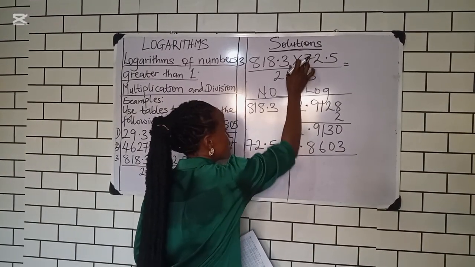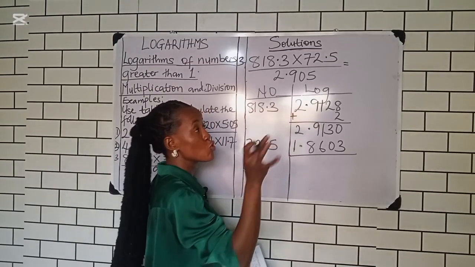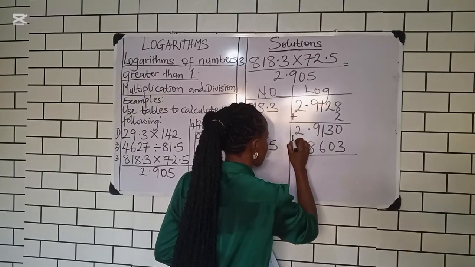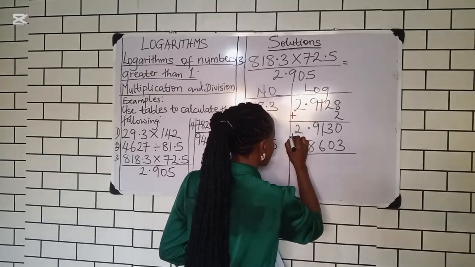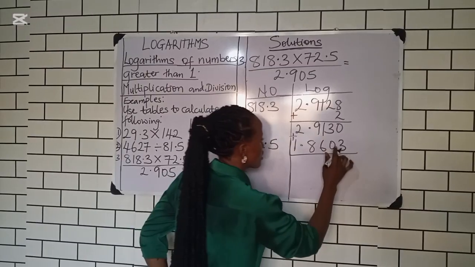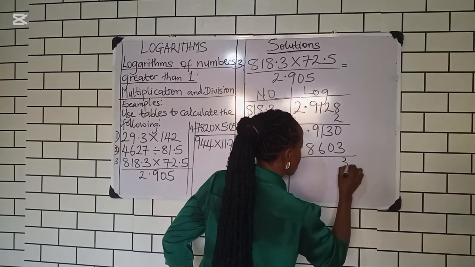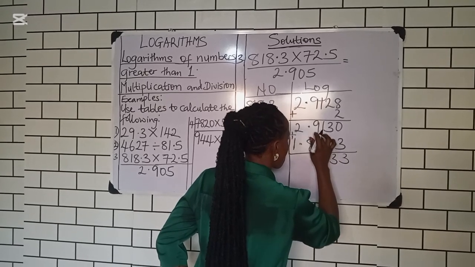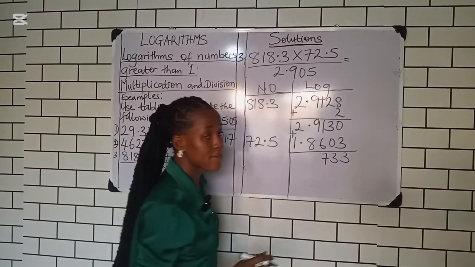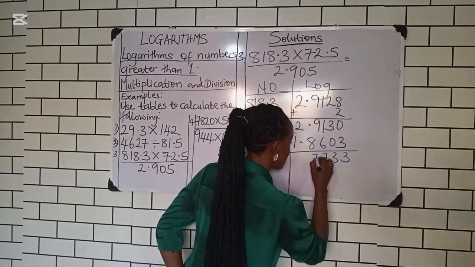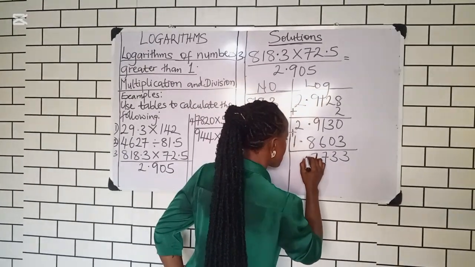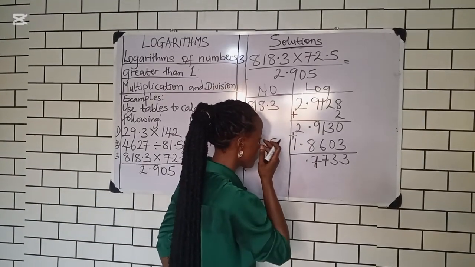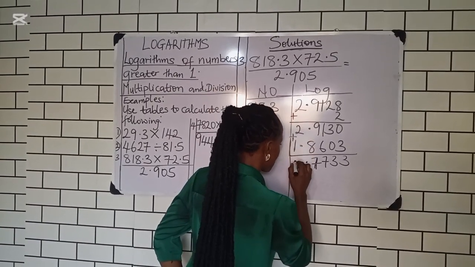The sign we have here is multiplication, therefore we are going to add the 2 logs for these numbers. You add and get their sum, not the final answer. This plus this will give us 3. This plus this will give us 3. This plus this will give us 7. 9 plus 8 will give us 17. You write 7, carry 1, bring down your decimal point. The remaining one added to these 2, we have 3. 3 plus 1 give us 4.